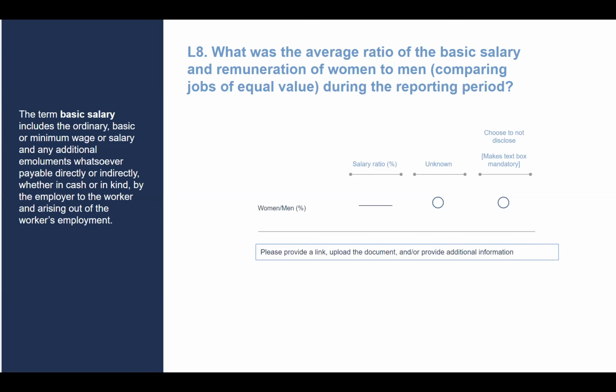Companies can choose to select unknown if the ratio is not measured or choose to not disclose. If a company chooses not to disclose, it will be prompted to provide an explanation.